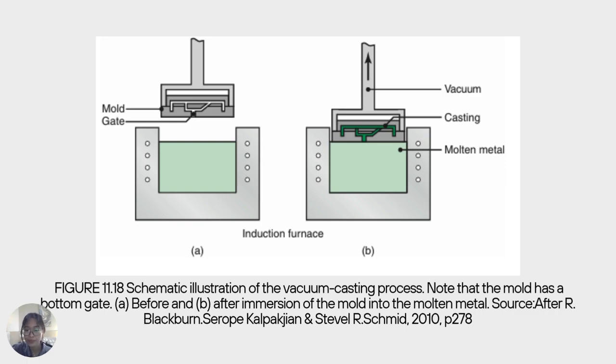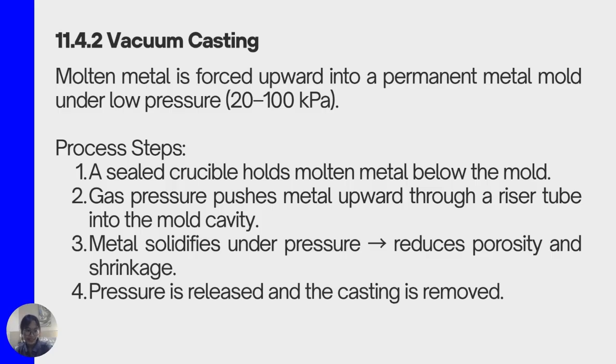The mold has a bottom gate, with A being the before and B the after immersion of the mold into the molten metal. Vacuum casting is a version of pressure casting that uses a vacuum to draw molten metal into the mold cavity rather than pushing it with a gas pressure. By removing air and gases from the mold, this process minimizes turbulence during filling and eliminates gas porosity.